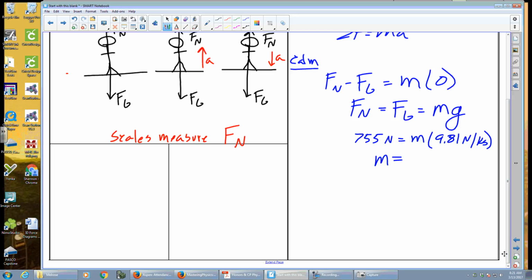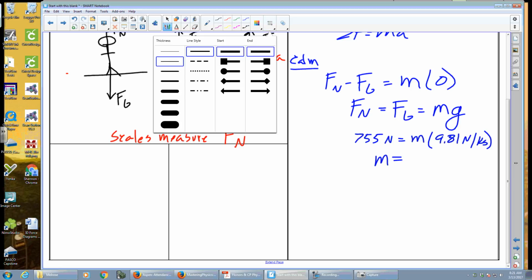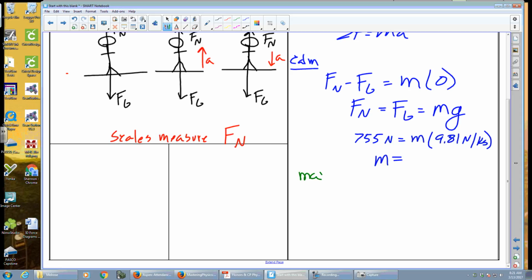All right, let's switch colors so we can tell apart. And now do max. I'm waiting. Oh, okay, sorry about that. Use the same formula. Force normal minus the weight equals m, and it's a positive A.